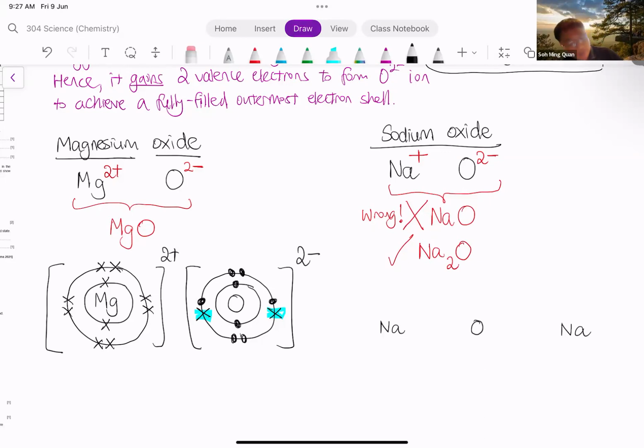Next, we know that sodium is Na plus. So you can immediately draw it out like that. You know that oxide is 2 minus.